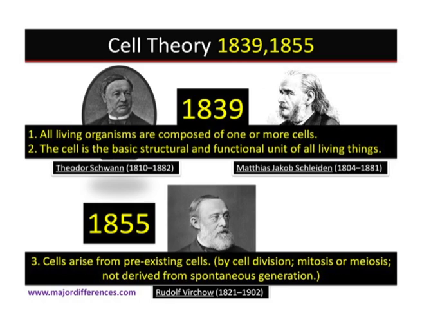The next is the cell lineage theory, proposed by Rudolf Virchow in the year 1855. According to Rudolf Virchow, cells arise from pre-existing cells by cell division, mitosis or meiosis.